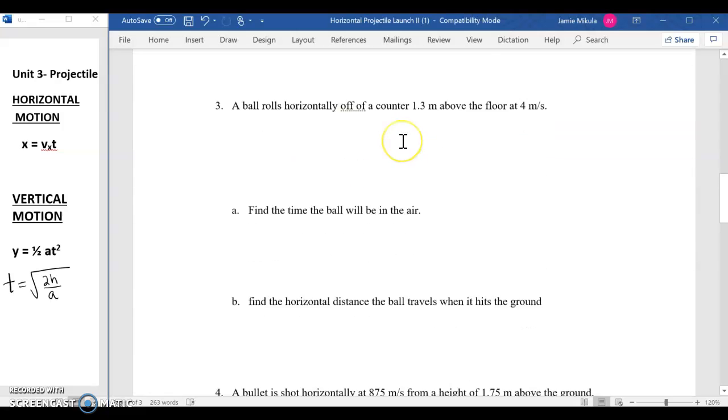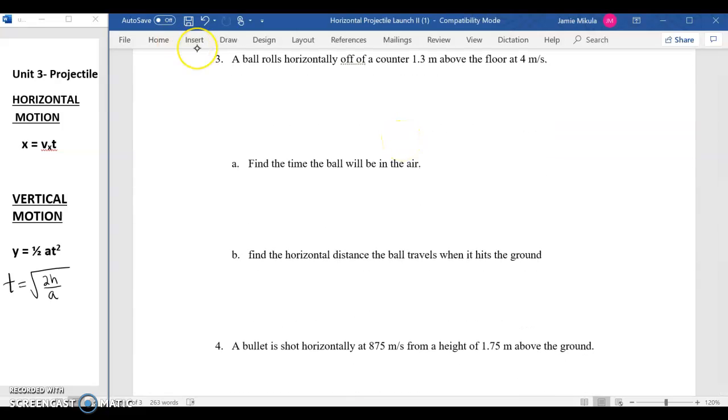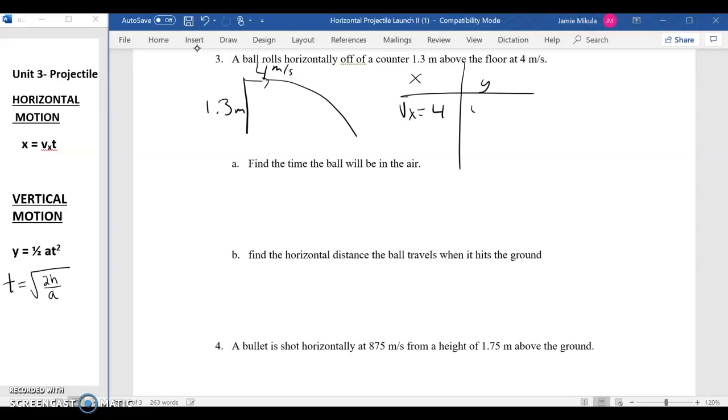Okay. Number 3, a ball rolls off of a counter. So the counter is 1.3 meters high, and it's going to roll off at 4 meters per second. So if I list my x and y givens, in the x, we know that the velocity is going to be 4, and in the y, our distance is 1.3 meters tall.